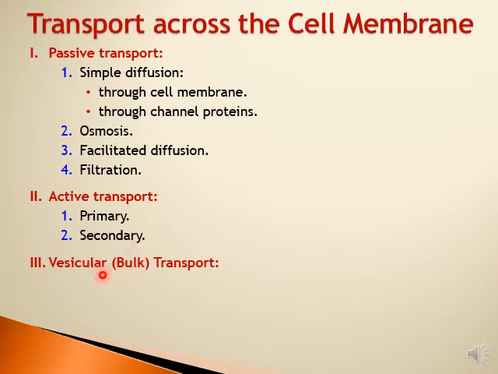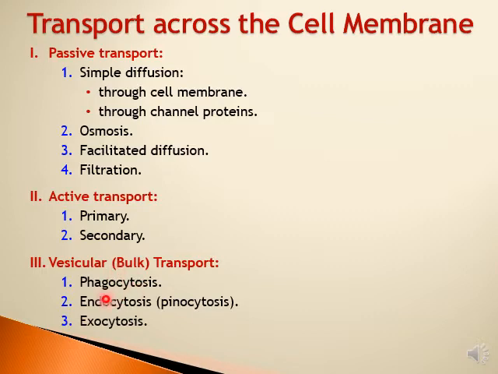Then we have another type of transport called vesicular or bulk transport. For larger molecules or for large solid material that cannot cross the cell membrane by passive and active transport, we use vesicular transport, or bulk transport. This includes phagocytosis, endocytosis, and exocytosis. In phagocytosis and endocytosis, materials are taken from the exterior of the cell into the cell inside vesicles, or in exocytosis, materials are released from the cell to the exterior via vesicles.